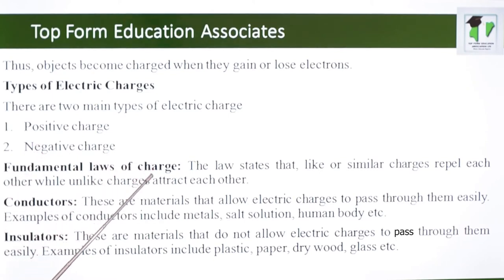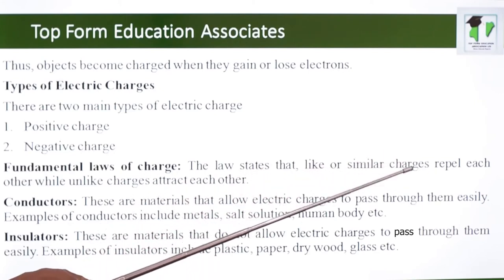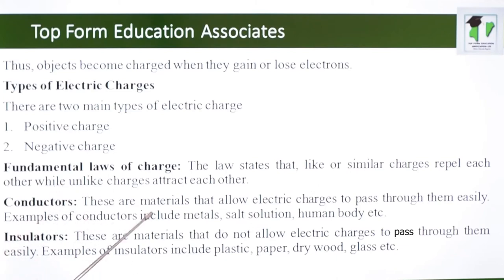Fundamental laws of charges. The law states that like or similar charges repel each other, while unlike charges attract each other. Meaning, if you have negative charges together, they repel each other. If you have positive together, they repel each other. But if you have positive and negative, they attract each other. We say that like charges repel each other, while unlike charges attract each other. Is that okay?